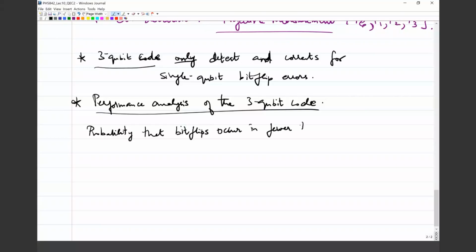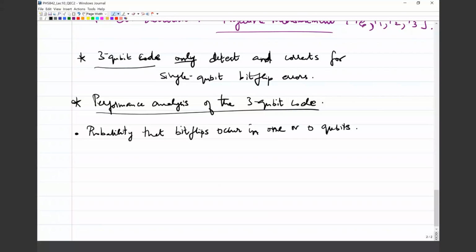Was there another question? Okay. In 1 or 0 qubits. So what is this probability? The probability that bit flips occur only in single or no qubits.